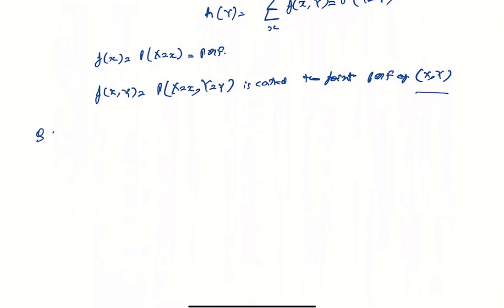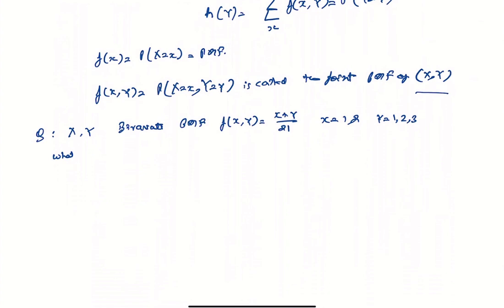Question: if x and y have a bivariate PMF f(x, y) equal to (x plus y) upon 21, where x is equal to 1 and 2 and y is equal to 1, 2 and 3, what is the marginal PMF of x?